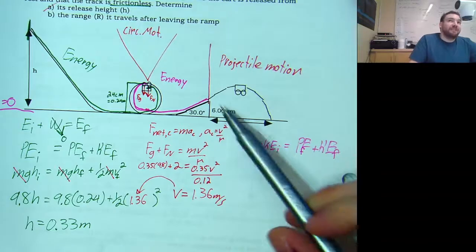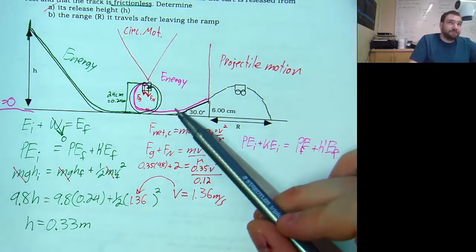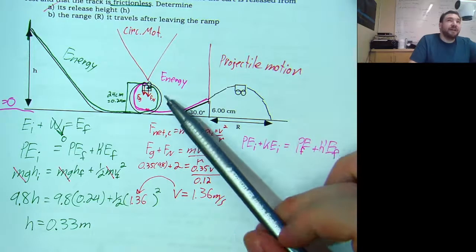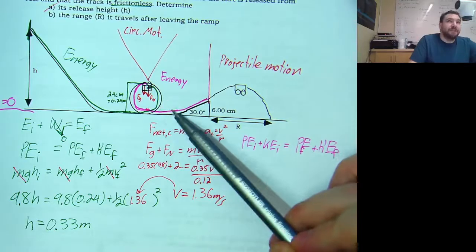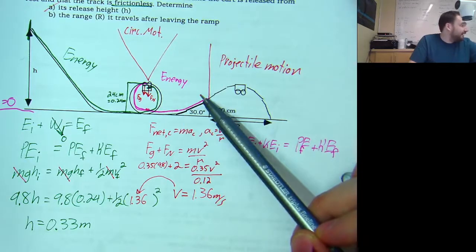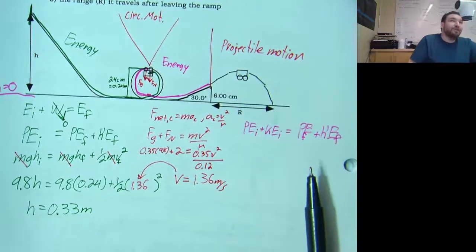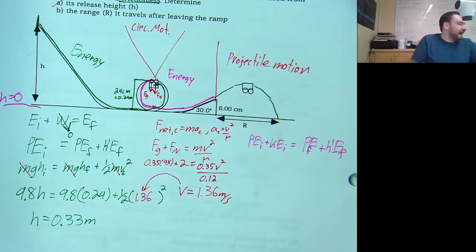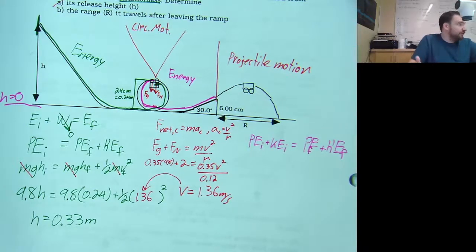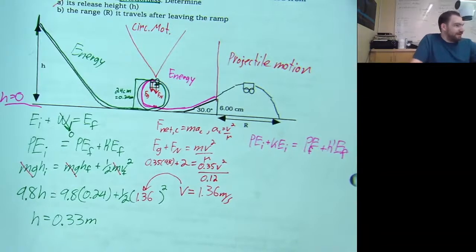Wouldn't it have been great if I tossed another block here? Because then we could have done energy to here, momentum to here, energy again. Yeah, but then you have more things to go through. You're right, Ashton's right. I don't think this is terribly difficult. You just got to make sure you're thorough, that you deal with everything along the path as it comes.